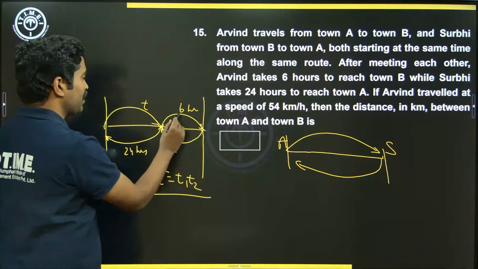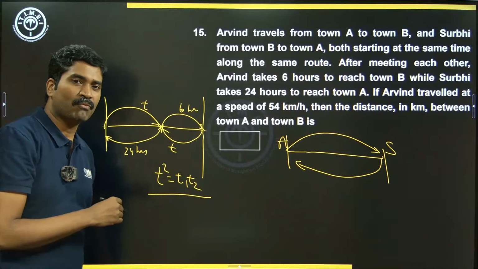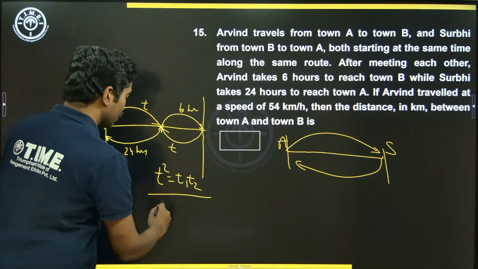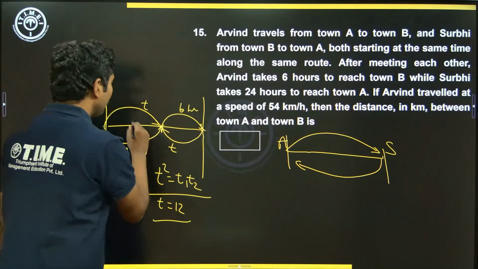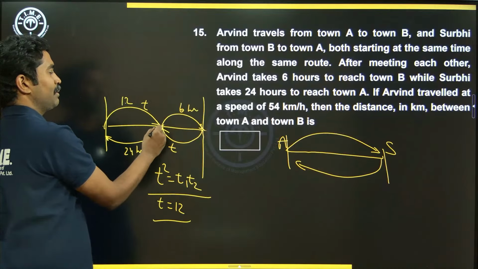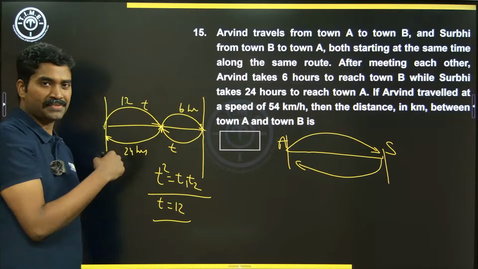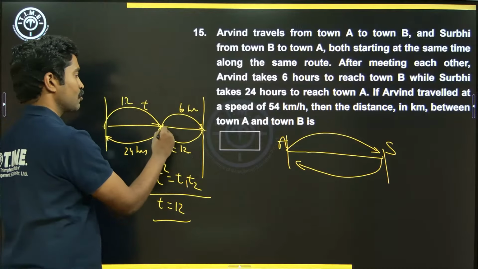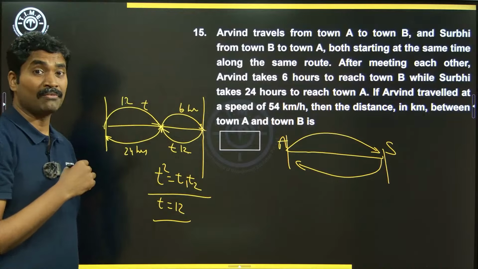Now, what is t square here? 6 into 24, 144. T square is 144, so t is equal to 12. What does it mean? This guy traveled for 12 hours, they crossed each other, then took 6 more hours. This guy traveled for 12 hours, crossed each other, then traveled for another 24 hours.